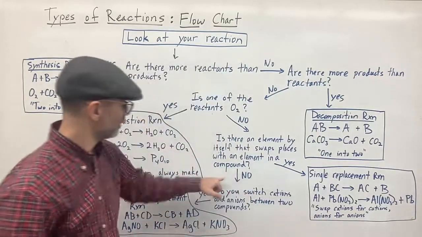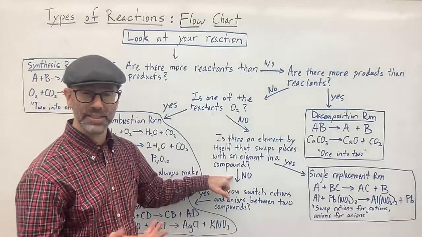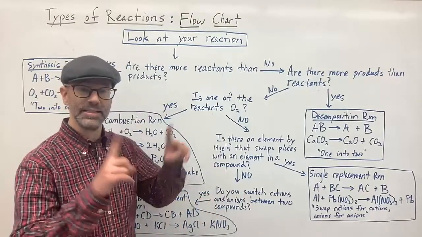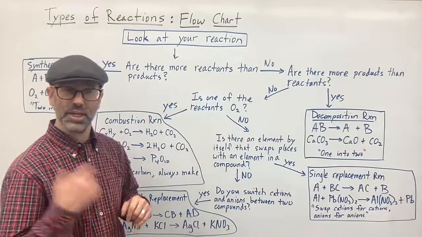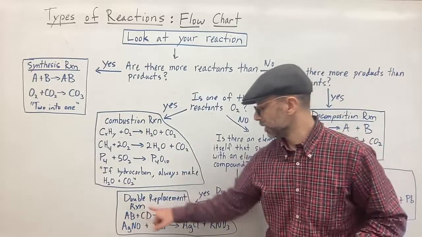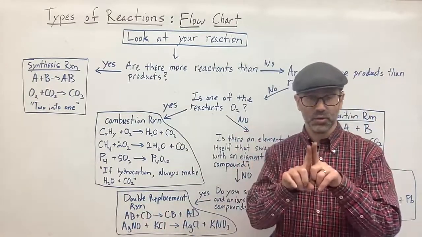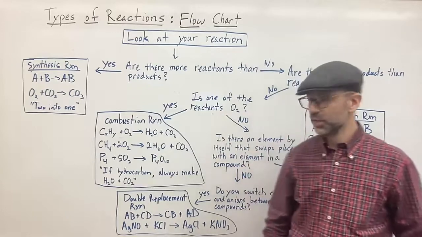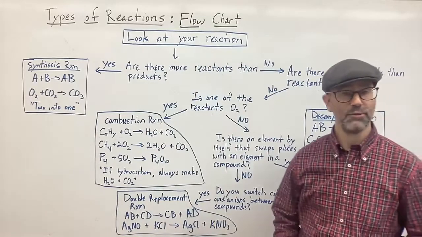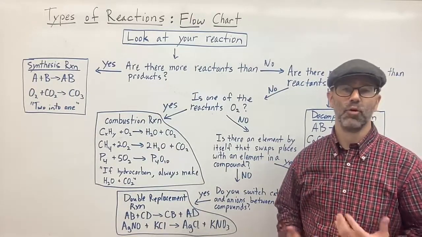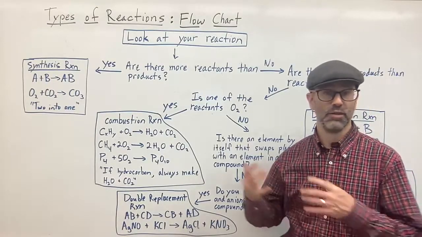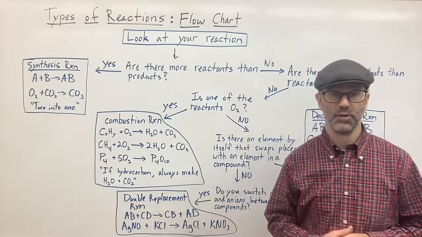Okay, so then if it's no, if you don't have an element by itself that's swapping places with another element in a compound, then the question is, do you have cations and anions switching between two compounds? If that's the case, then you definitely have a double displacement or double replacement reaction, where the inside ions are going to come together and the outside ions come together. So here's a nice flow chart that you can use that may be helpful for you to identify what kind of reaction you have. And then, of course, if you know what kind of reaction you have, then you can figure out how to identify the reactants if you're given products, or products if you're given reactants.